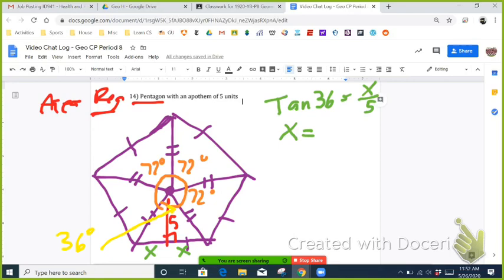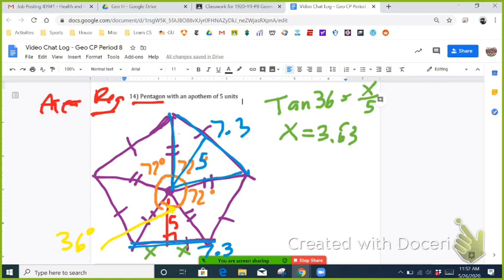So if I type that in my calculator, the tangent of 36, and then multiply it by 5, I get 3.63. Which means that if I double it, this whole side length here is going to be 7.265. So we'll just round it up to 7.3. Alright, so now I have a triangle where the base is 7.3 and the height is 5.